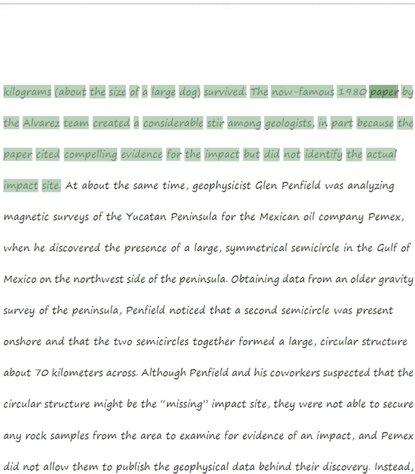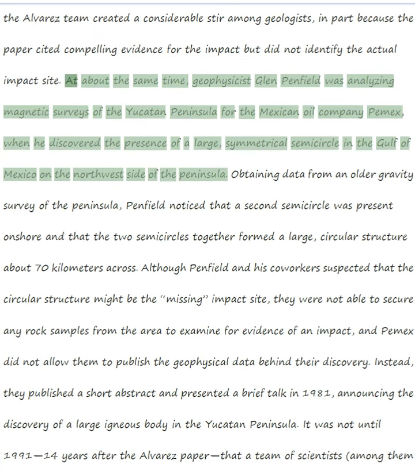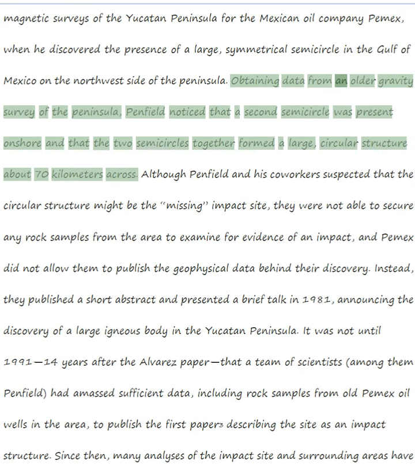The now famous 1980 paper by the Alvarez team created a considerable stir among geologists, in part because the paper cited compelling evidence for the impact but did not identify the actual impact site. At about the same time, geophysicist Glenn Penfield was analyzing magnetic surveys of the Yucatan Peninsula for the Mexican oil company Pemex, when he discovered the presence of a large, symmetrical semicircle in the Gulf of Mexico on the northwest side of the peninsula. Obtaining data from an older gravity survey of the peninsula, Penfield noticed that a second semicircle was present on shore and that the two semicircles together formed a large, circular structure about 70 kilometers across.